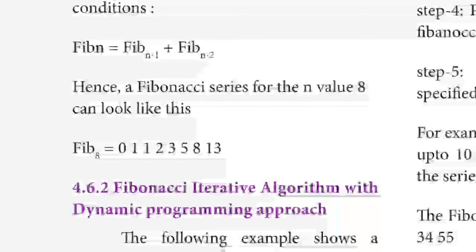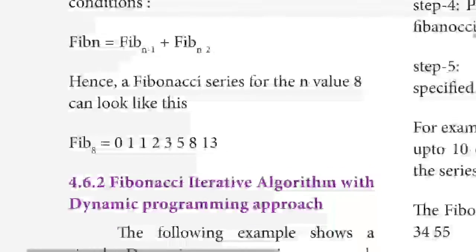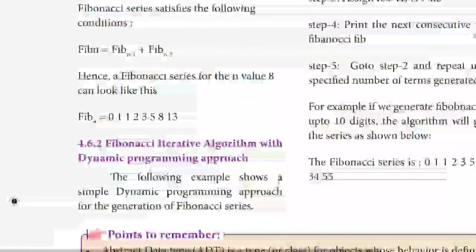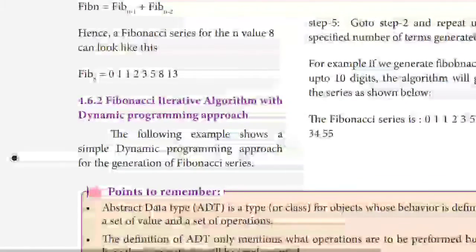The first term is 0 and the second term is 1, so they are added and the third term is 1. Adding the third and second values gives 2, adding the fourth and third values gives 3, and this goes on. So this is the Fibonacci series.